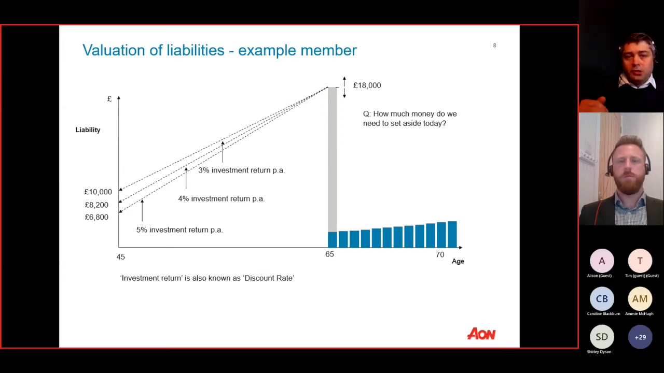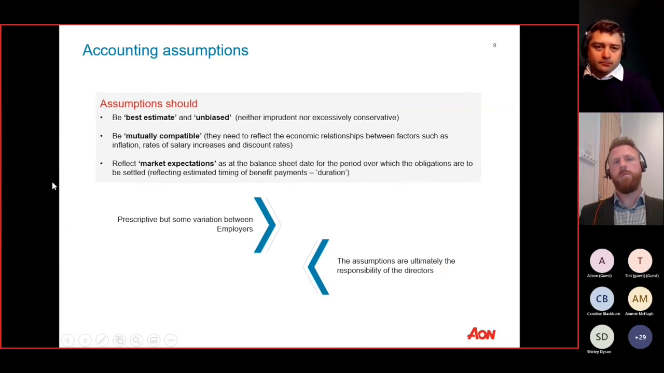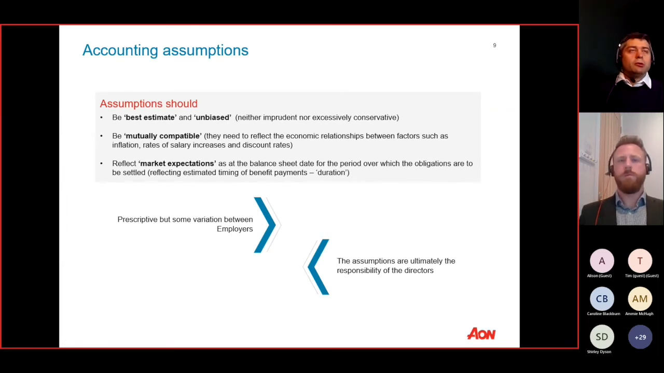It's an inverse relationship. So the lower the discount rate, the investment return, the higher the estimated cost of providing the benefits. So when the discount rate goes down, the cost goes up. Let's now move on to the next slide and talk a bit about the assumptions.